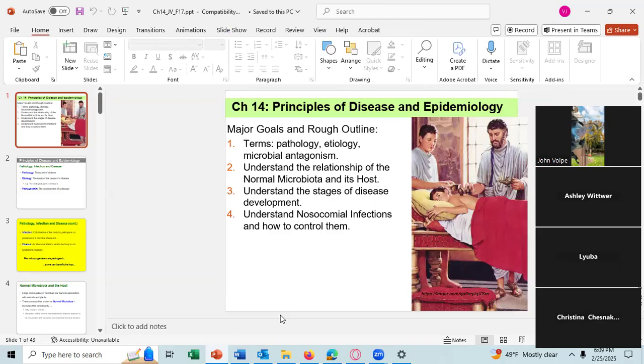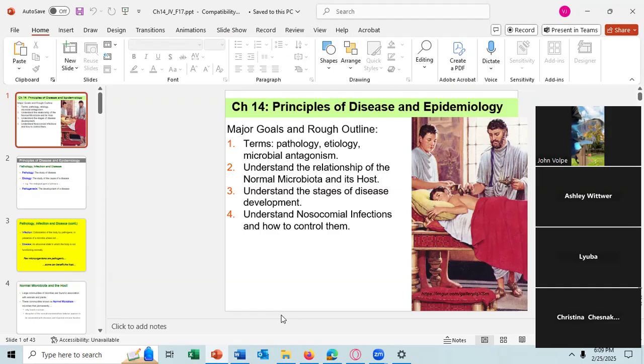Chapter 14, Principles of Disease and Epidemiology. This slide is showing you the major goals and a rough outline. You'll note I've only got 3 terms here, but if you learn all the terms of this chapter, you'll actually learn 50% of the material to this chapter, meaning the terms are really important in this chapter. So know what pathology is, etiology, and microbial antagonism. That's 1. 2, be able to understand the relationship between the host and its normal microbiota.